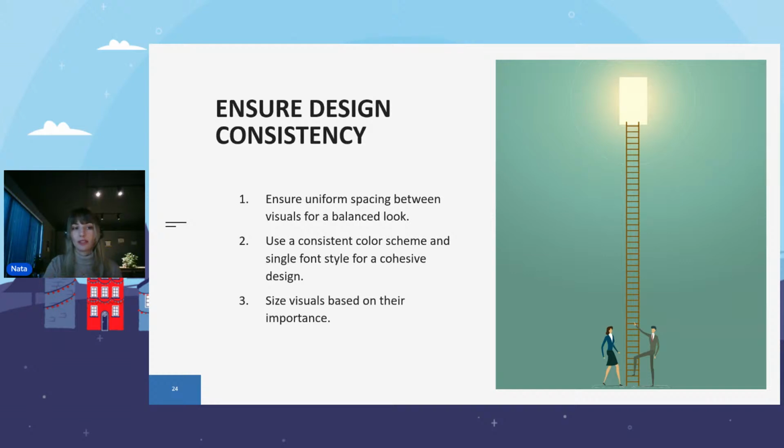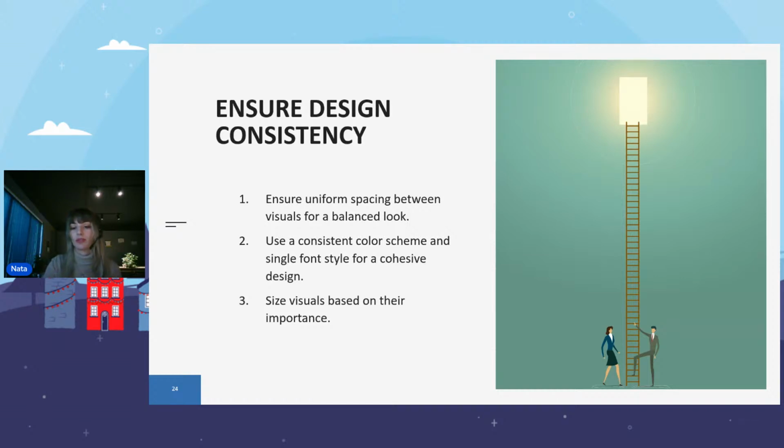And the third tip is to ensure design consistency. Consistency in design helps create a professional and polished appearance. So try to align visuals neatly. Proper alignment and spacing can make your report look clean and well organized. Also, use the same color scheme throughout your dashboard, which will ensure that your report is visually appealing and easy to understand. And use contrasting colors to draw attention to key metrics or important changes in our data.